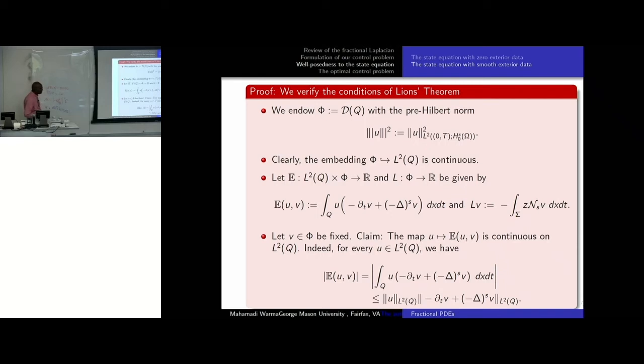Then if we select v to be a test function, of course the map u to E of (u,v) is continuous, because you just use the Cauchy-Schwarz inequality: it is less than the L2 of Q norm of u times the norm of minus delta A dtv plus minus delta s v in L2 of Q. Since v is nice, this is finite, so we have that it is continuous on L2 of Q.